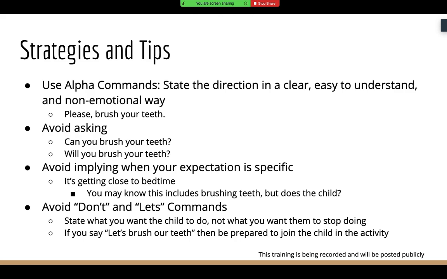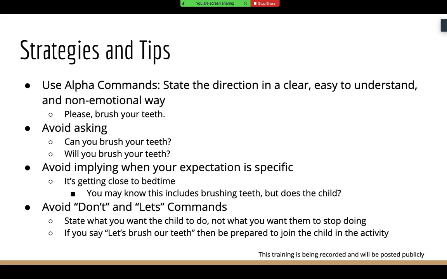Or, another example of an asking question is, will you brush your teeth? Well, that could leave it open for the child again to respond verbally to you, yeah, I'll do it later, or maybe tomorrow, instead of actually knowing that what you're saying is, it's time to go brush your teeth, go brush your teeth.